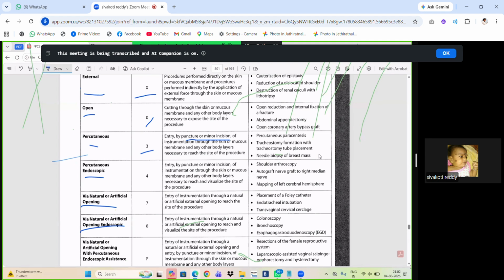With a scope, they will visualize the location and examine the body part. Sometimes they will do a procedure also. If they perform any procedure with percutaneous endoscopy, you will get the 4. So by puncturing, they insert a scope. It should be percutaneous endoscopic. So note down laparoscopy, arthroscopy, thoracoscopy.